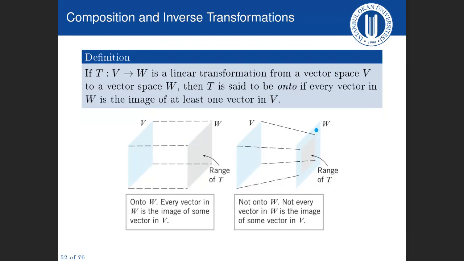And onto. T is said to be onto if every vector in W is the image of at least one vector in V. So in other words, onto means that the range of T is the same as W. The range of T is all of W. If the range of T is smaller than W, then it's not onto.